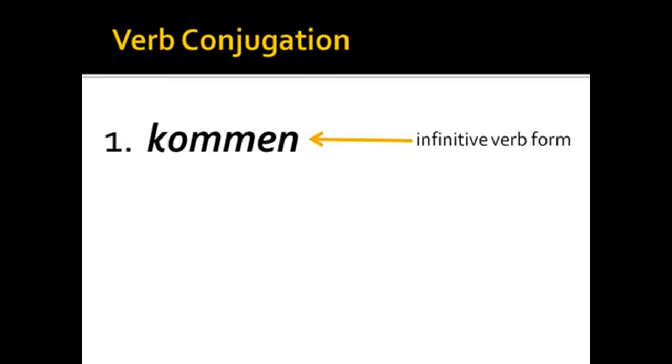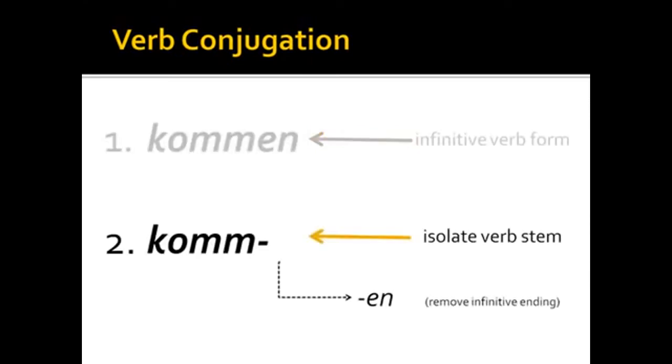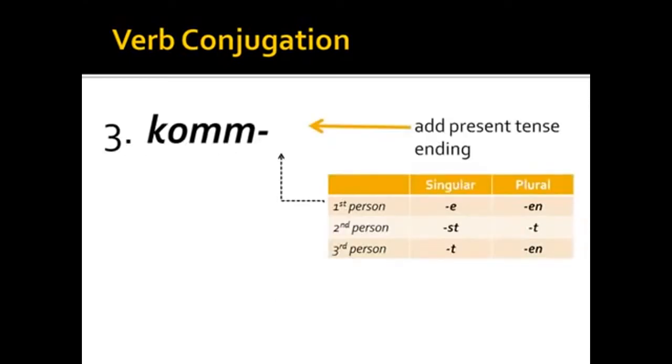So let's take a look at kommen. Now the first thing I want to do is to drop off the infinitive ending. I'm going to drop off either an en or the n. And this will isolate the verb stem. Now, once I've isolated the verb stem, I want to tack on the appropriate ending. So this requires me to know, am I using the first person, second person, or third person singular? Or is it plural? So the standard endings are, as you see on the screen, e, st, t, en, t, en.